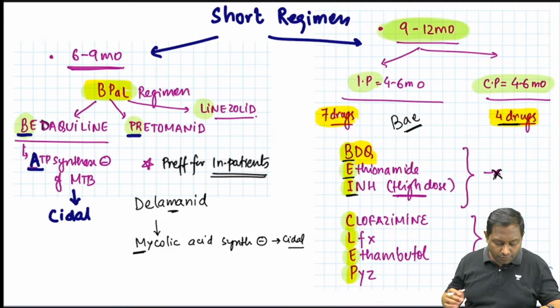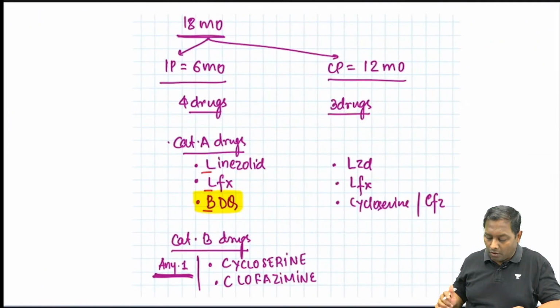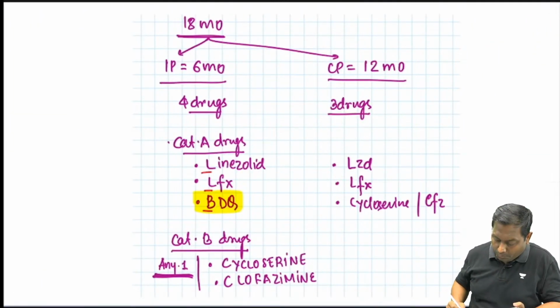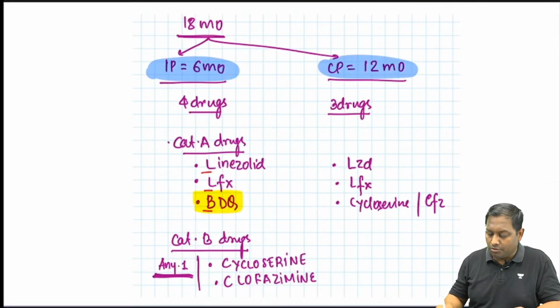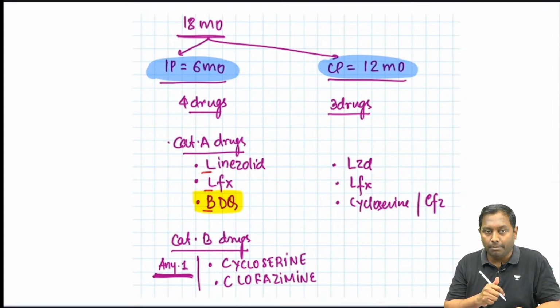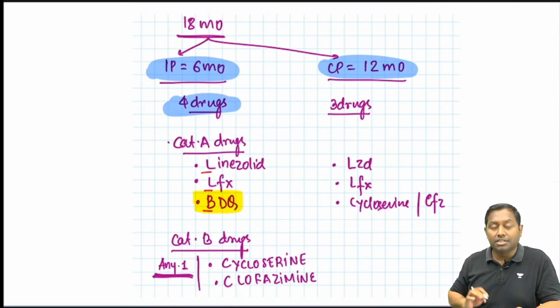Okay, moving forward, we have the longer regimen, right? That is for 18 months, which will be divided into intensive phase for 6 months and continuation phase for 12 months. So 6 plus 12, totally it will become 18 months. We are having 4 drugs in the intensive phase.